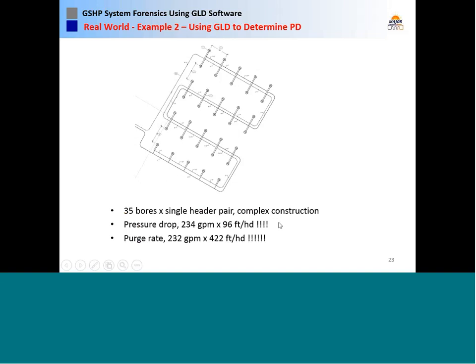And what's nearly as ugly, or actually worse, is the purge rate to hit 2 foot per second velocity to get air out of the system would need 232 GPM at 422 feet of head. So this is pretty substantial. And we did note, even though they had air separators, that air was still inhabiting the system, and the air vents were continuing to work after, I don't know, a couple of years. So this was a definite issue.